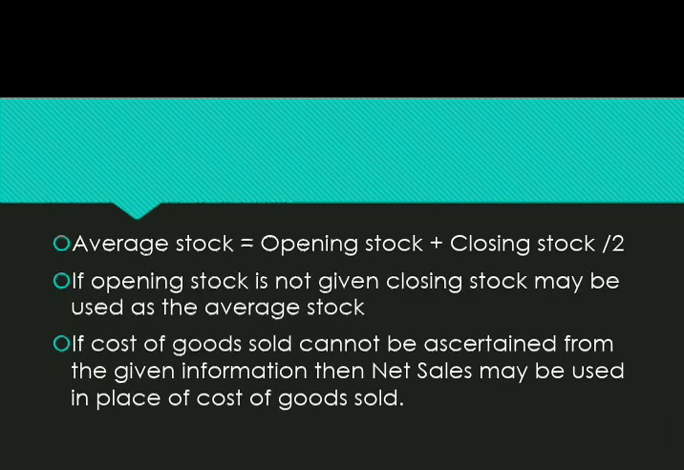The next component in the formula is average stock. The average stock is calculated by adding the opening stock and closing stock and dividing by 2. That is, average stock is equal to opening stock plus closing stock, all divided by 2. If opening stock is not given, the closing stock may be used as the average stock. And if cost of goods sold cannot be ascertained from the given information, we can use the net sales in place of cost of goods sold.